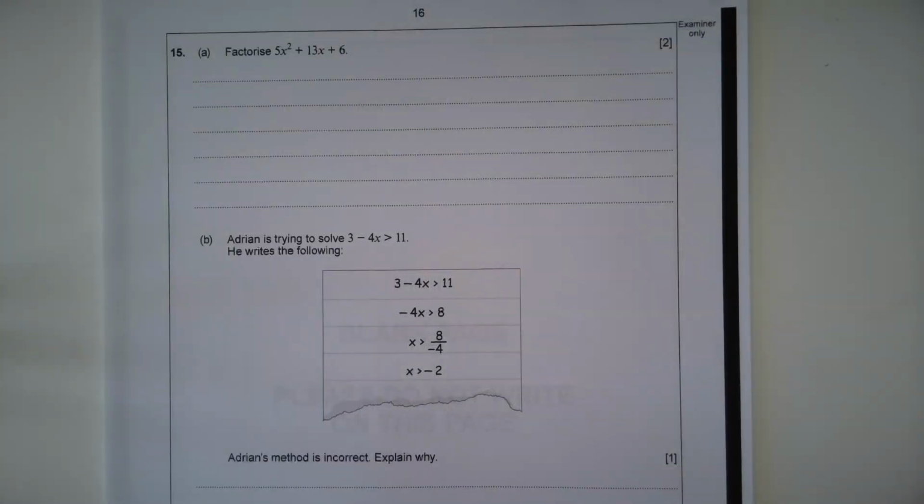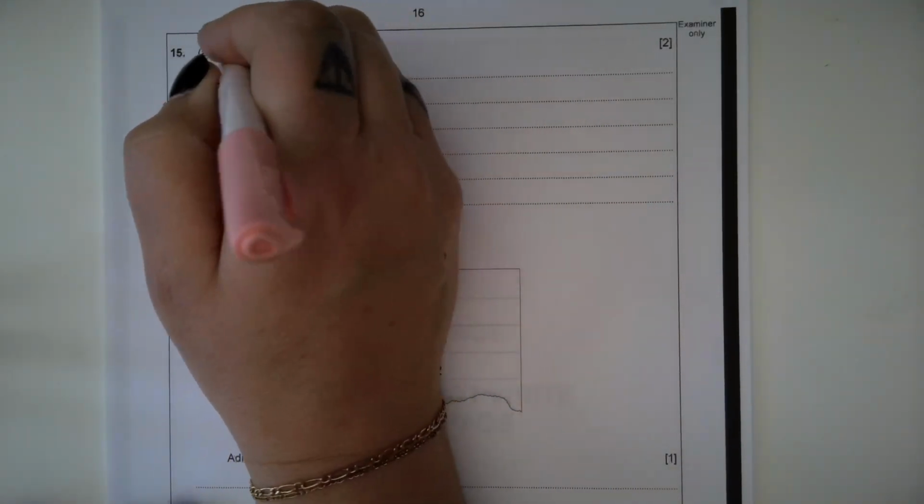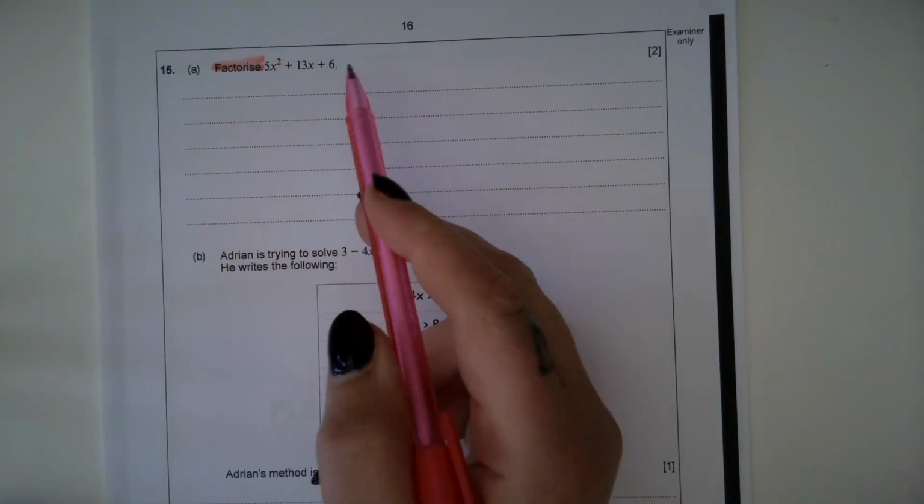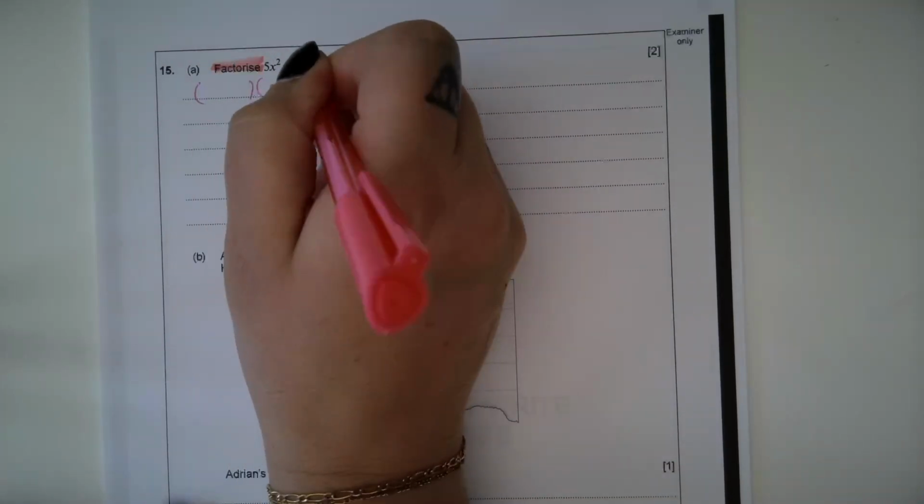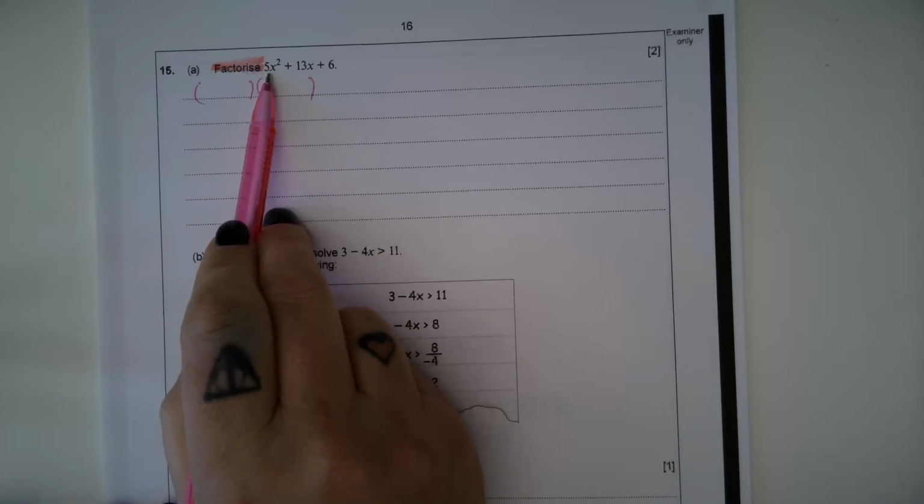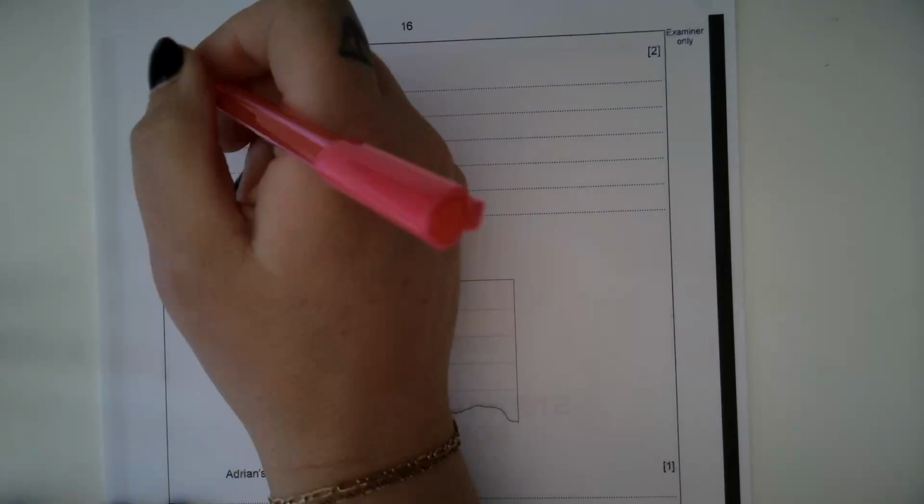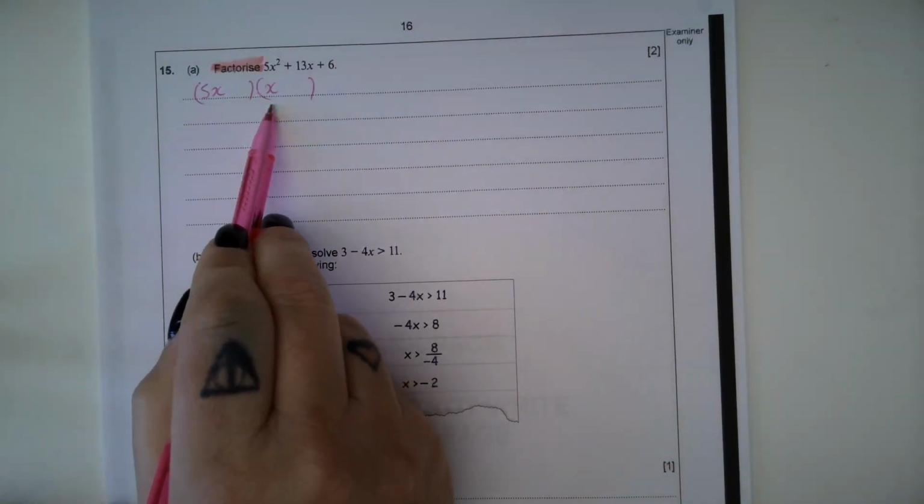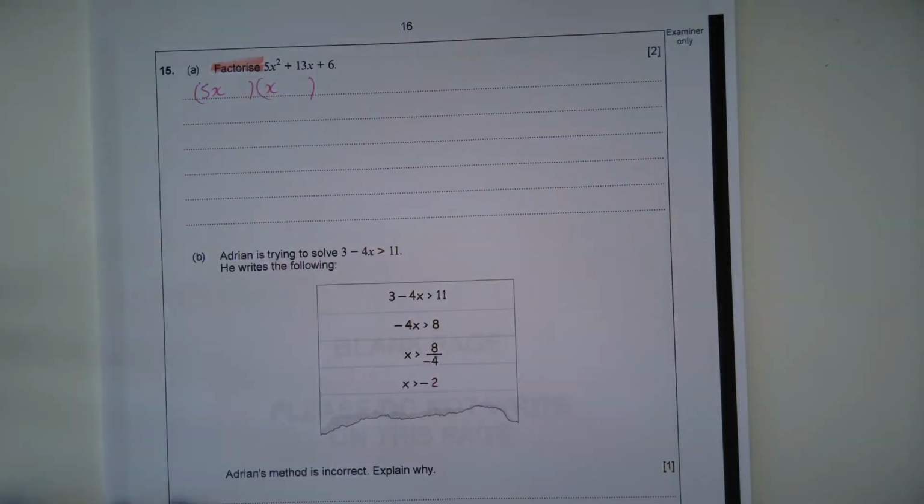Question 15. Factorise 5x squared, add 13x, add 6. So this is a quadratic and I've got a squared term and a constant number, so I'm definitely going to need 2 brackets for this. However, we have a coefficient in front of the x squared. Now this coefficient is a prime number, so the only 2 options I have to write in this bracket are 5x and x. There's only 5x multiplied by x that would give me 5x squared. So that gives me a starting point.